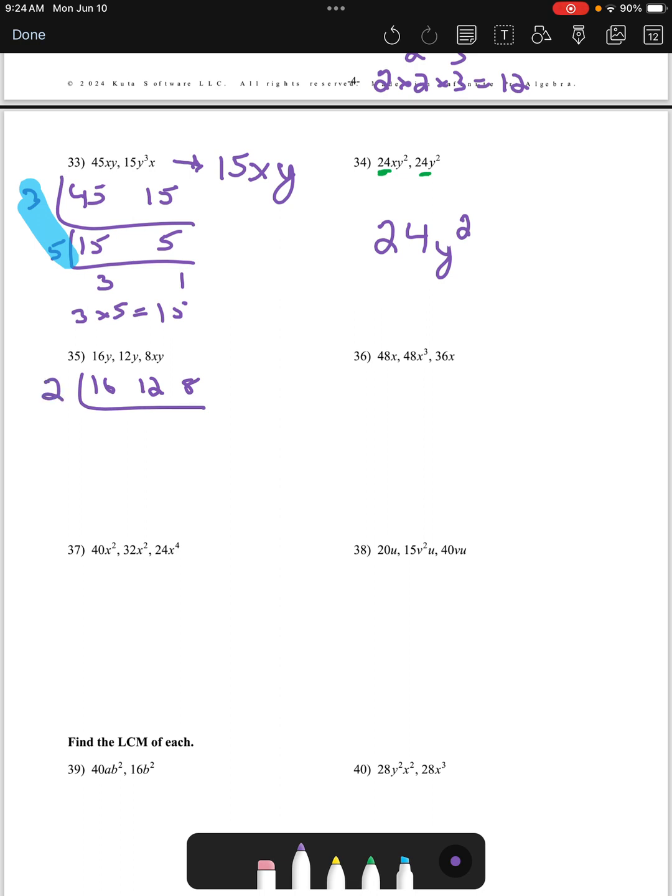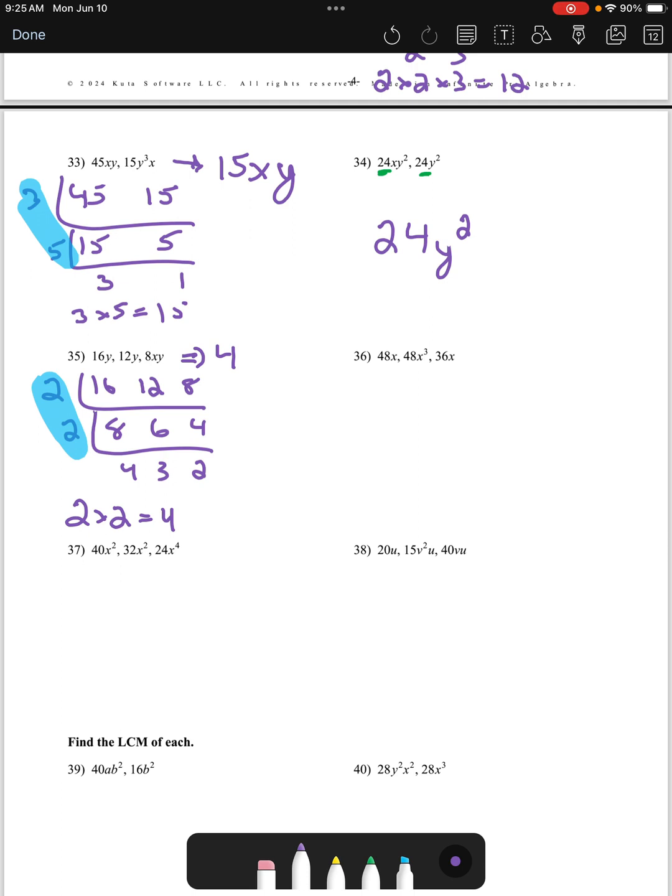This idea extends to groups of 3 as well. So numerically, we need to do 16, 12, and 8. So they'll all divide by 2, giving me 8 and 6 and 4. Those will all divide by 2, giving me 4 and 3 and 2. Because we're doing GCF, I don't need to do anything with the 4 and the 2 in the bottom now. That's only an LCM thing. So GCF, numerically, 2 times 2 is 4.